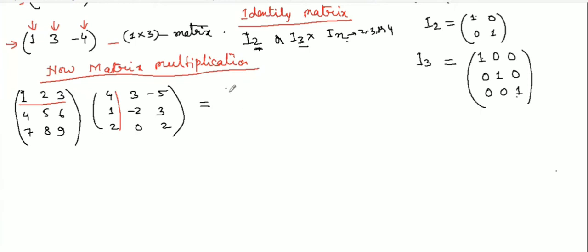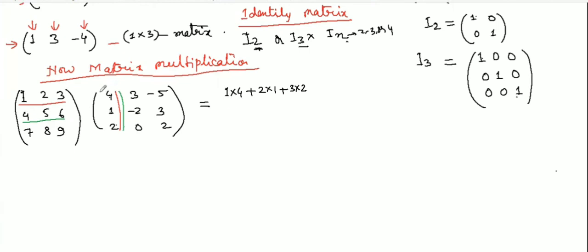So here it will be 1 multiplied by 4 plus 2 multiplied by 1, and then 3 multiplied by 2. Now take the second row of the first matrix and keep the first column the same and apply the same rule. So I will come to the second row of the resulting matrix.